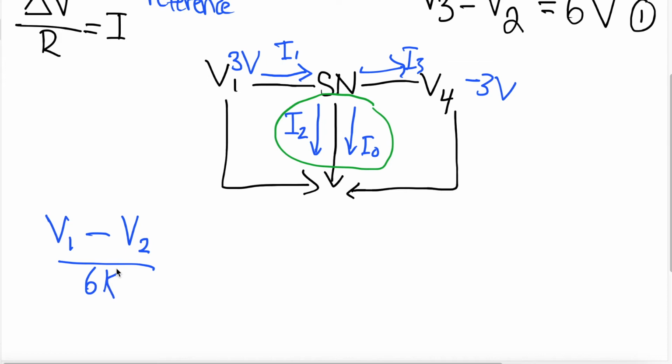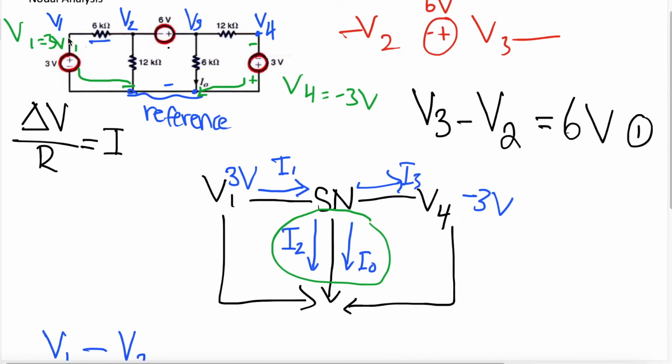If you're wondering why we're doing V1 minus V2, it's because there's a positive 3 volts here, and we can assume that the current is going towards V2. We're assuming that because I0 is going downward, the current is going in a clockwise position. If I0 was going the other way, going up, then you would assume the current was going from V2 to V1. So V1 minus V2 over 6K makes I1 come this way, to the right side.